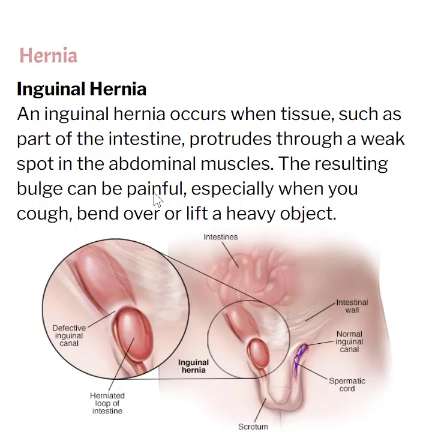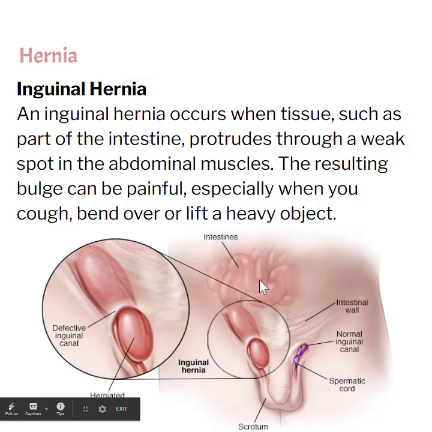So taking a closer look at inguinal hernias, the inguinal hernia is going to occur when tissue such as the intestines or fat within the area is going to protrude through a weak spot or an opening of the abdominal muscles. Typically when this happens, the bulge can be painful, and it's usually more prominent when you cough, bend, or pick up a heavy object.